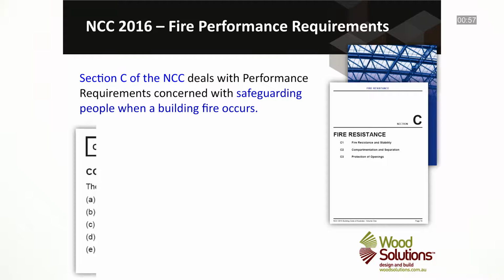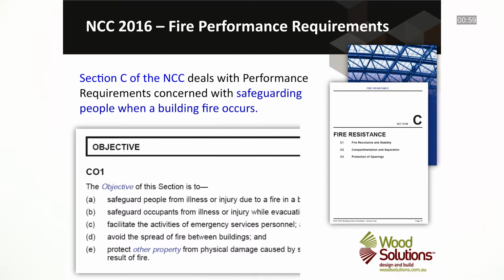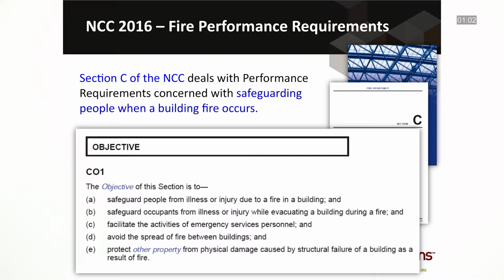The objective of this section, as you can see stated here, is to safeguard people from illness or injury due to a fire in a building, and safeguard occupants from illness or injury while evacuating a building during a fire, and facilitate the activities of emergency services personnel, and avoid the spread of fire between buildings, and protect other property from physical damage caused by structural failure of a building as a result of a fire.